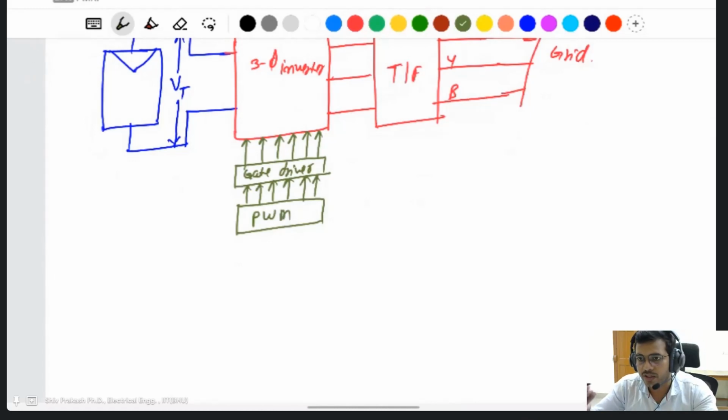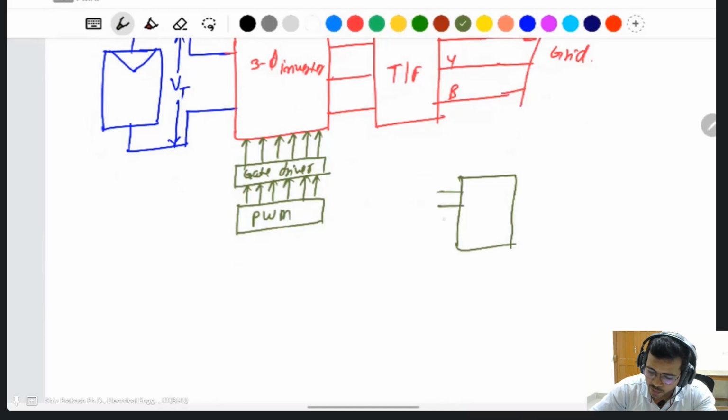But sometimes some drivers have a single input and dual output. The outputs are complementary, like a half bridge driver. If you search for the half bridge driver, it has one input. It has 8 pins. I think you know the IR2104 part number. This is the half bridge driver.